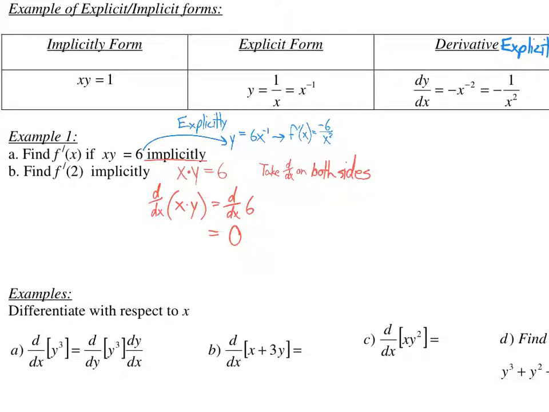First of all, I need to take the derivative of the first factor, which is the derivative of x, which is 1, times the second factor, sorry. So I have 1 times y. I need to add to that the first factor times the derivative of the second factor. What is the derivative of the second factor?